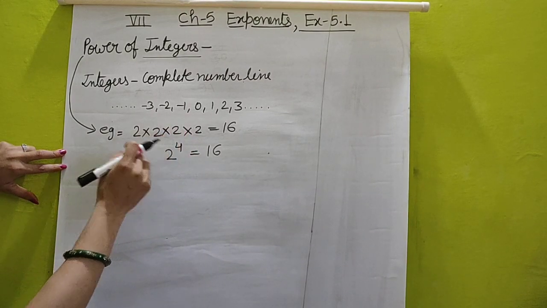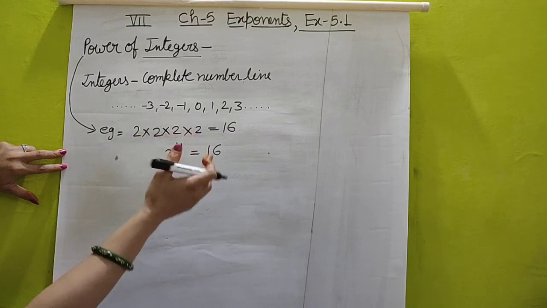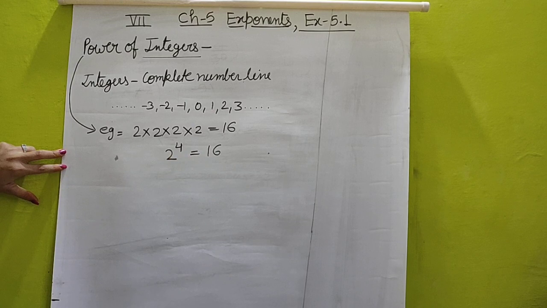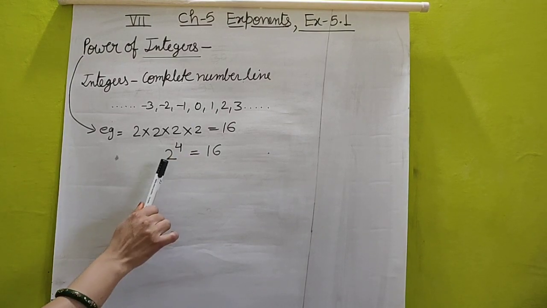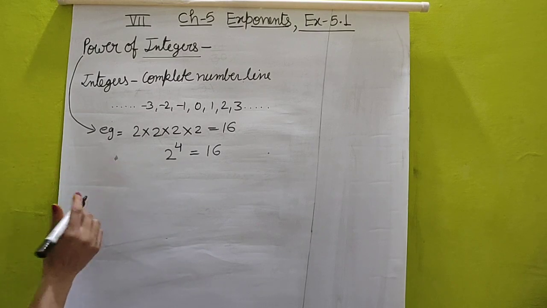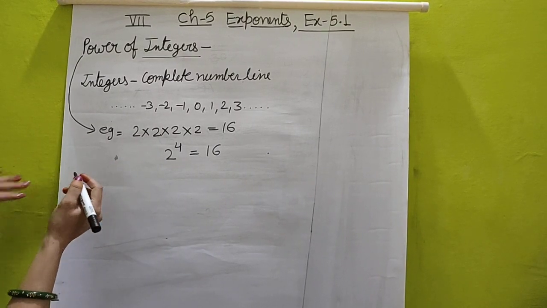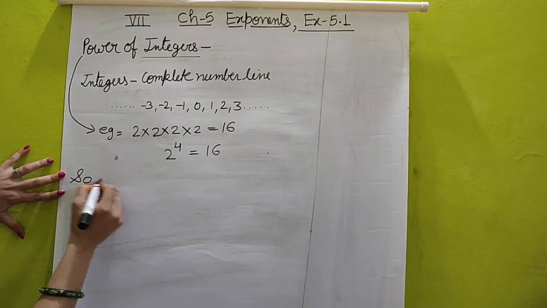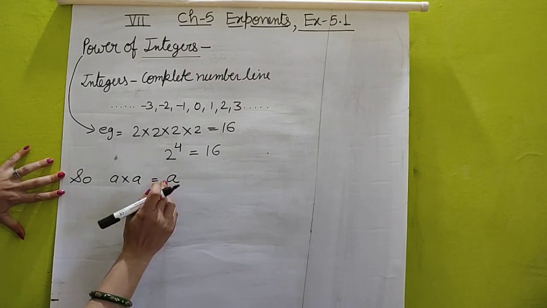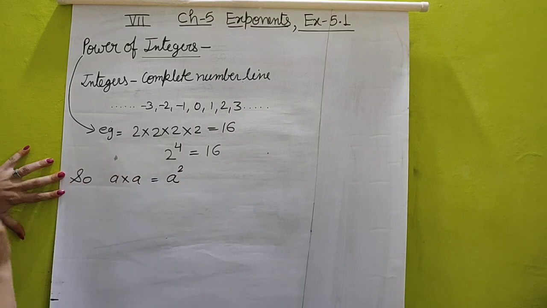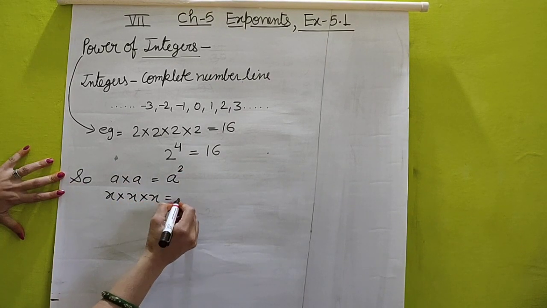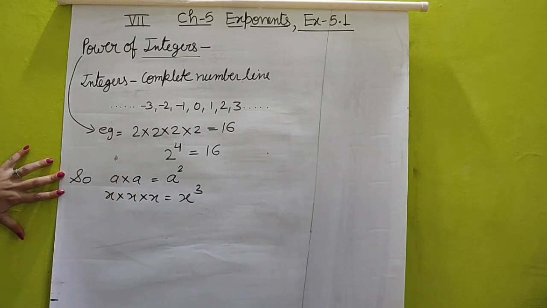So I don't want to write 2 multiply 2 multiply 2 again and again. Collectively I can write 2 raised to power 4. Students, you can take many examples like this. Suppose a multiply a. For a multiply a you can write a raised to power 2. Now x multiply x multiply x, here you can write x raised to power 3.